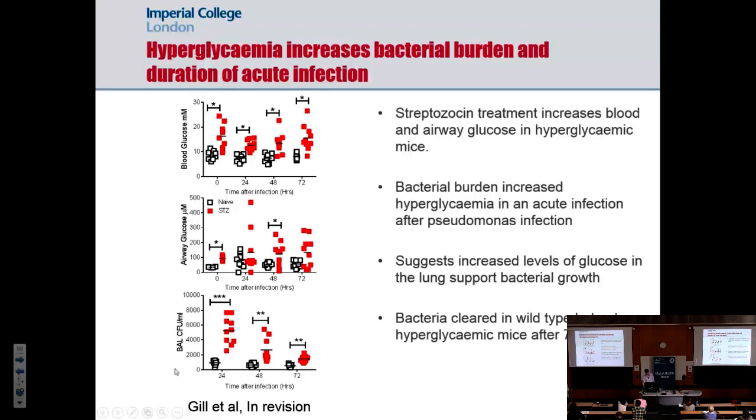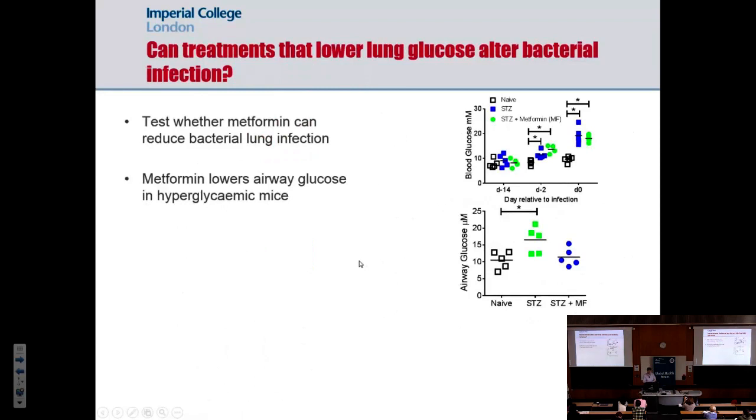Then we came in with our Pseudomonas infection, and you get a significantly higher acute level of bacterial infection, and it also takes longer to clear. So in our hypothesis that more sugar equals more bacteria, this supports the model. We then looked at one of the common anti-diabetic drugs, metformin, to see whether it could reduce the airway glucose and therefore reduce the amount of bacteria.